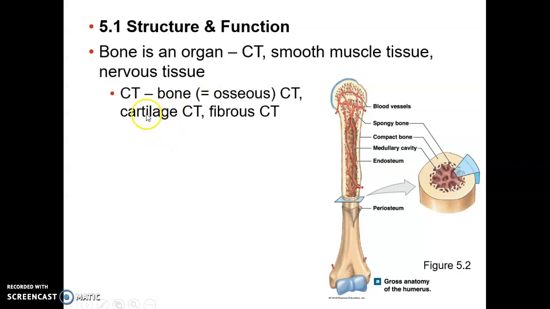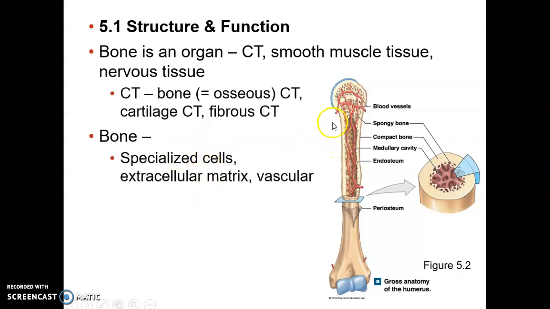So bones are connective tissue, bone or osseous connective tissue. Osseous refers to bone. And there's also cartilaginous connective tissue, as I mentioned, the hyaline cartilage at the articulation ends or the joint ends, and then fibrous connective tissue, the periosteum, which covers most of the bone on the outer surface except for the regions of articulation. And there, the bones are covered with primarily hyaline cartilage.